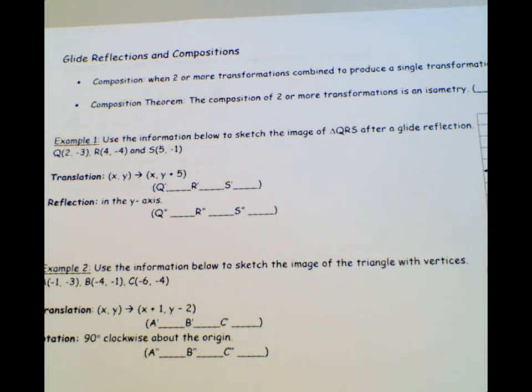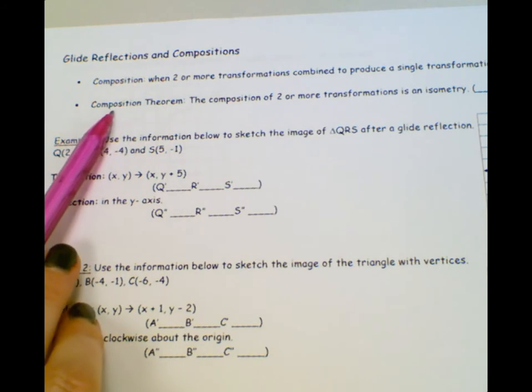So maybe we'll do a translation, then a reflection. Or maybe we'll do a reflection, then a rotation. Okay, so we're just doing multiple things. So no new concepts are happening here. All we're doing is we're going to transform the shape multiple times before we're finished.